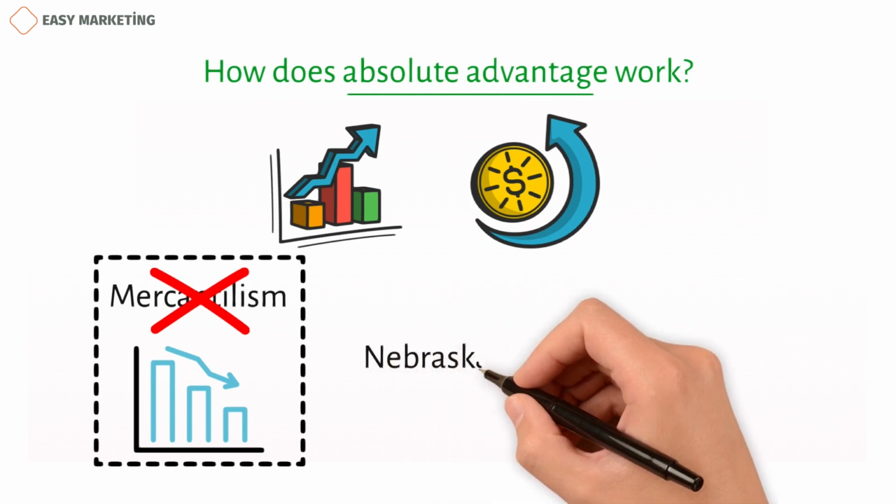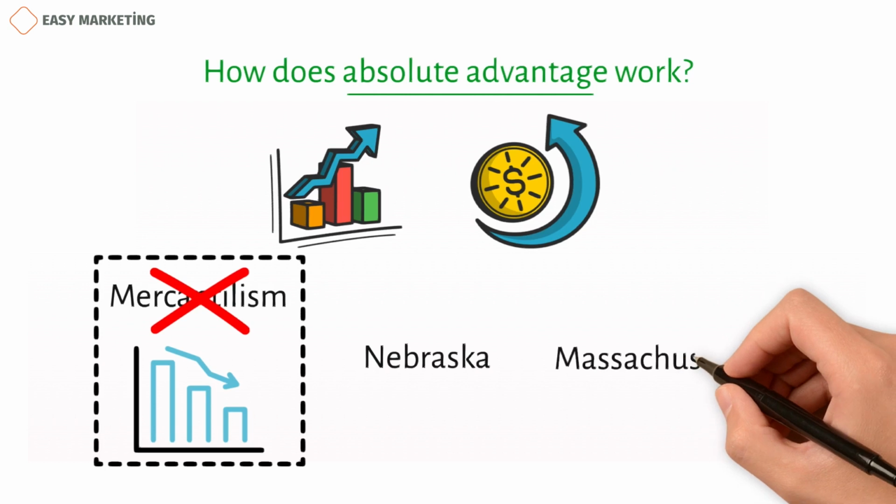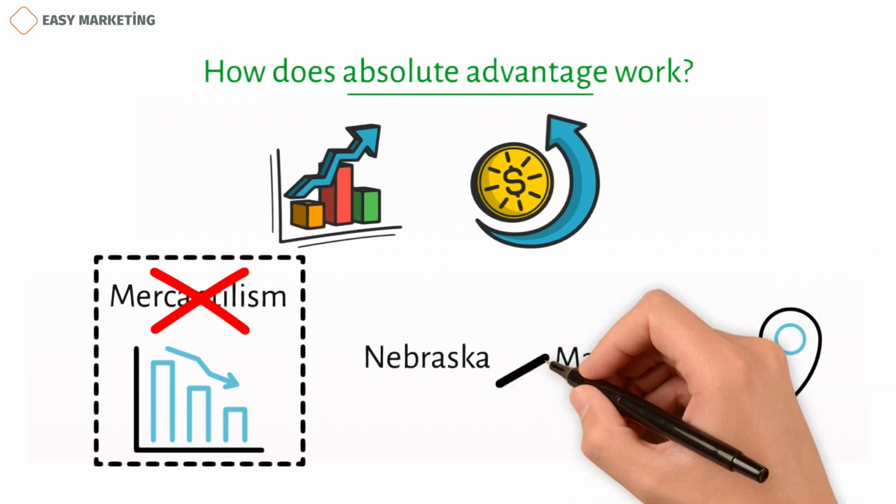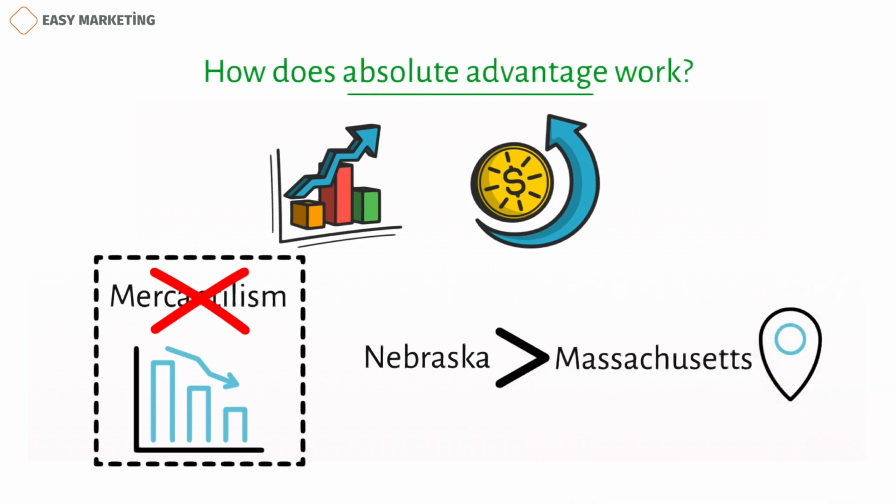Most of the time, economists use absolute advantage to compare countries, but it can also be used to compare any two regions. For example, even though Nebraska and Massachusetts are both in the same country, Nebraska might be better at making corn than Massachusetts.